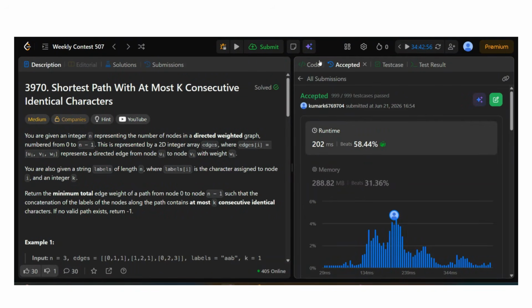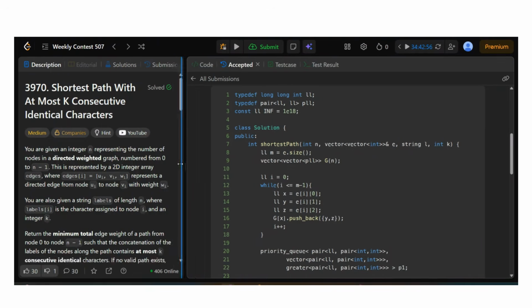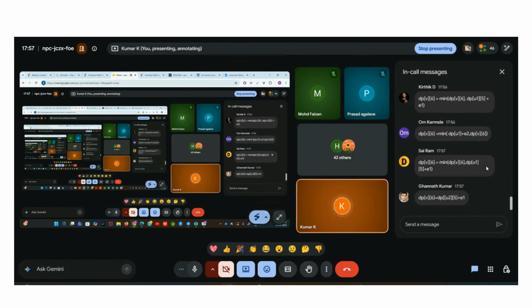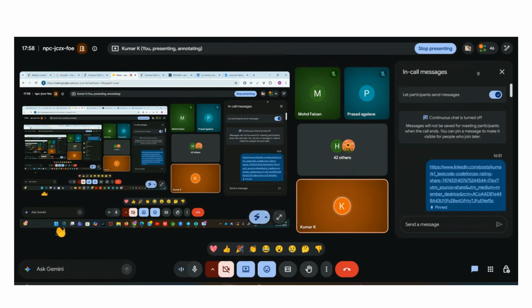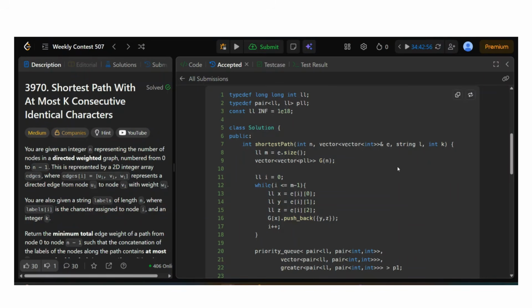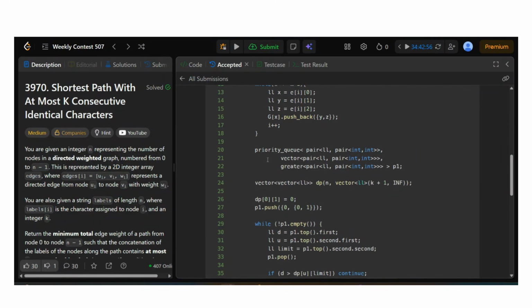Okay? Now let's check the code. So what is happening in the code? Nice, Ganat Kumar. Good. So guys, what is happening in the code? I have taken a very complex priority queue.